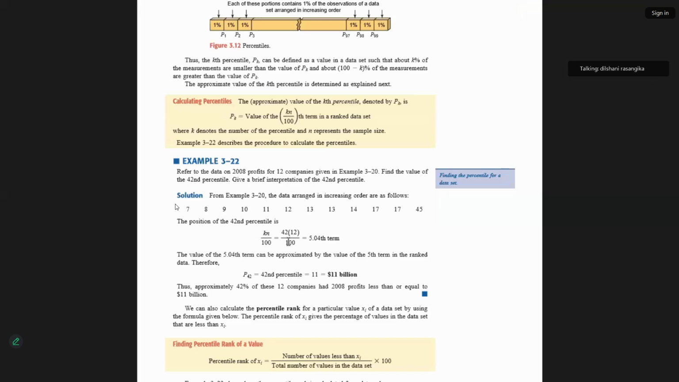So that means the 5.04th term. The value of the 5.04th term can be approximated by the value of the fifth term in the ranked data set. We are going to round it off to the next integer. So P42, that means the 42nd percentile, equals $11 billion.